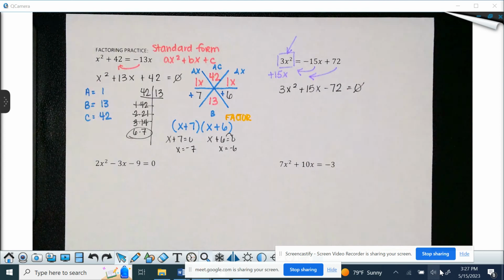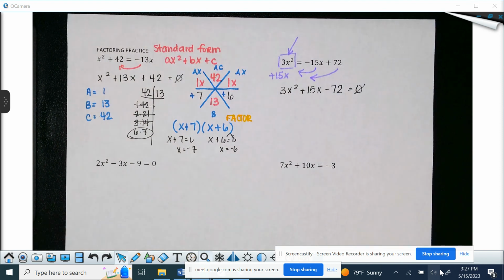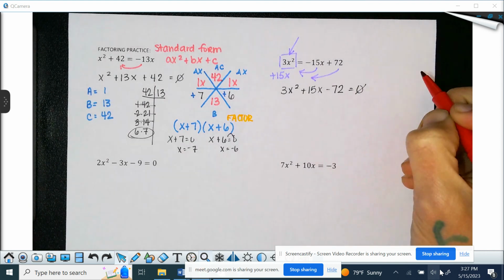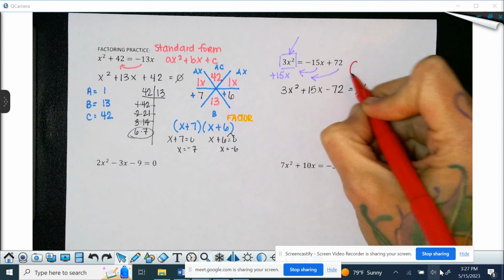Anybody else going, ugh, 72, that's such a big number. A is not 1. Boo. Does anybody remember the first thing I said to always check? Always, always, always check. And I'm the worst at it too. When we're going to factor, if A is not 1, what do you hope you can do? Good. GCF, greatest common factor.